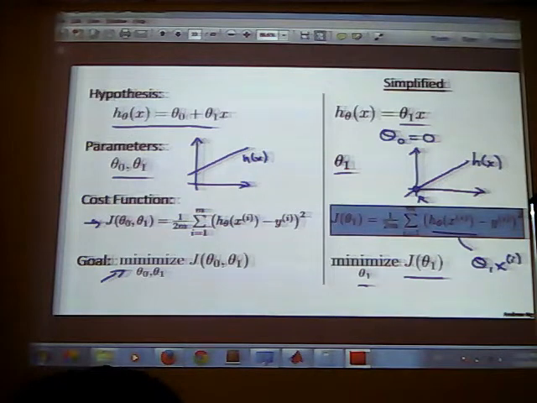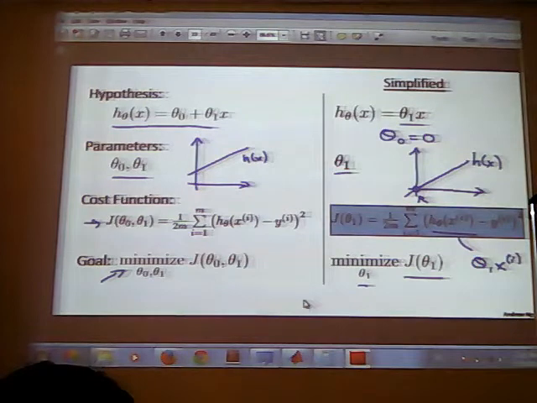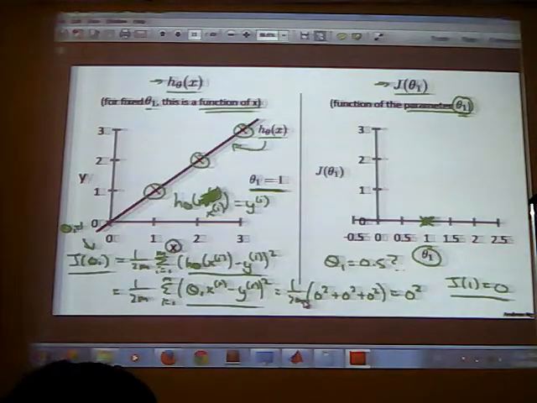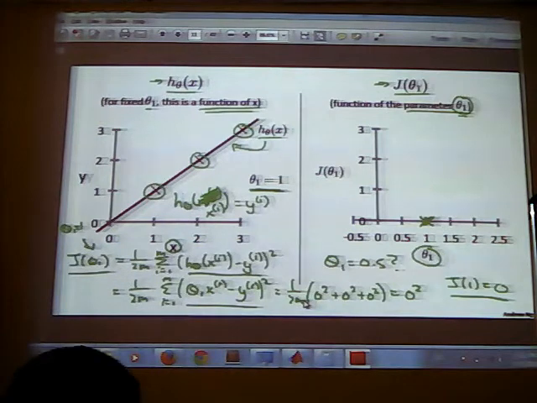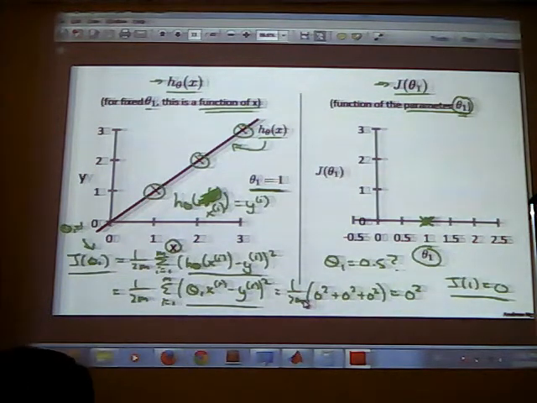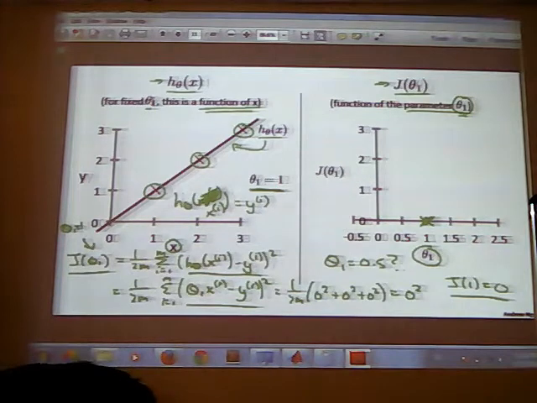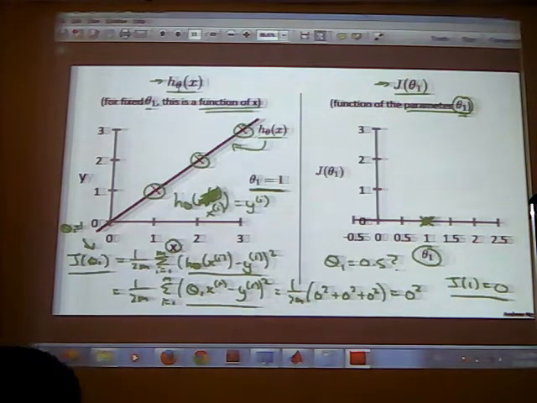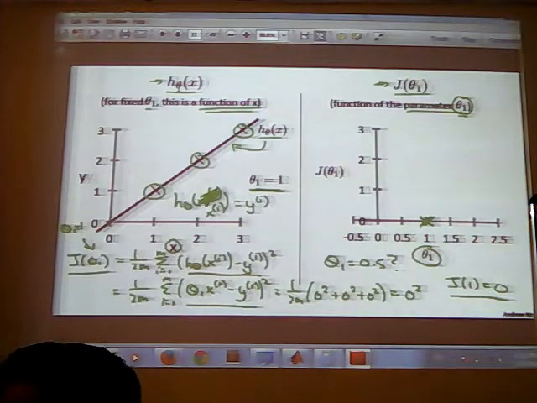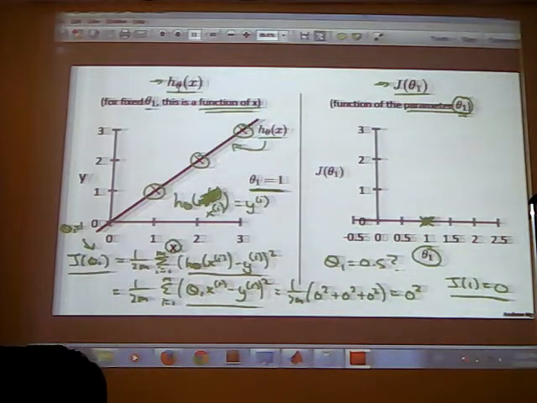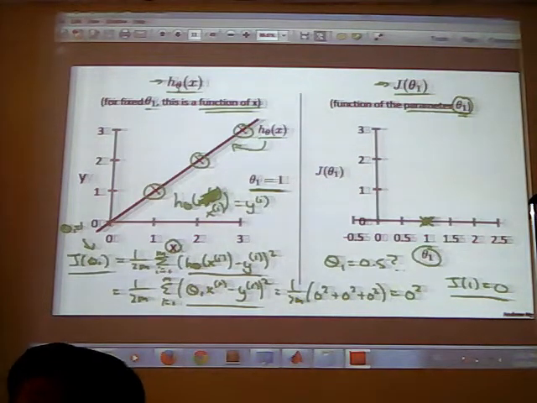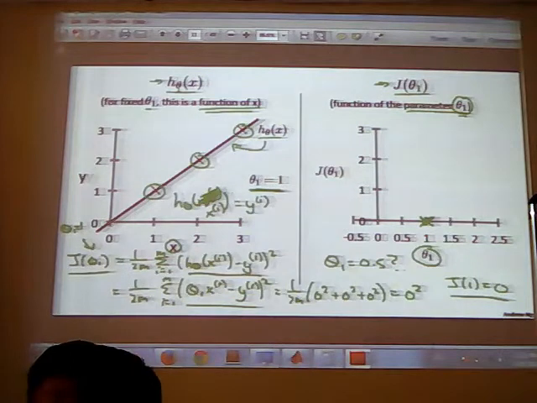Now we will see the difference between the hypothesis and our cost function. What is the hypothesis, or h theta of x? For a given, fixed value of theta, h of x is a function of x. That means you are going to give input as x. And what is J of theta? It is a function of the parameter theta 1. The hypothesis is a function of x and the cost function is a function of the parameters. If we have used two parameters, then it will be a function of two parameters, theta 0 and theta 1.